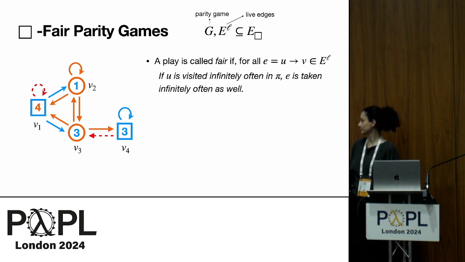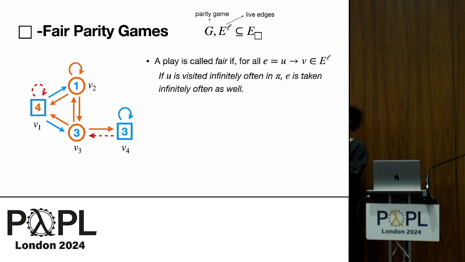And the play is called fair. You don't have to read. If and only if the following holds: for all of these dashed edges, if the source vertex of the edge is visited infinitely often in a play, then the dashed edge is also taken infinitely often.